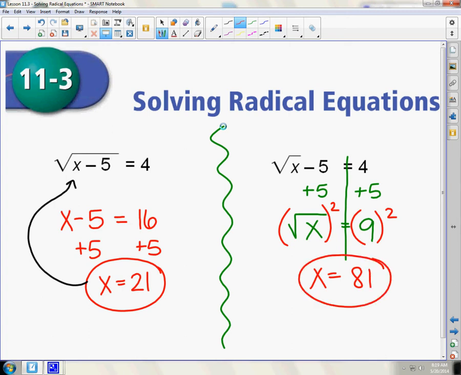So let's try it. Put it back into the original equation. The square root of 81 is 9. 9 minus 5 is 4, so it works. So really make sure that you're checking your answers. There's two totally different ways to solve these problems.